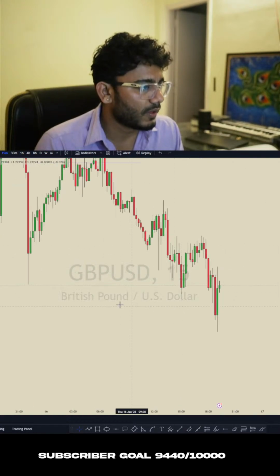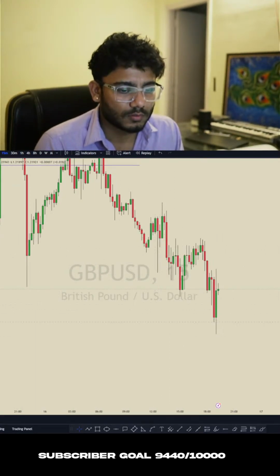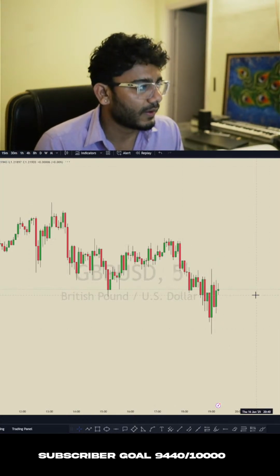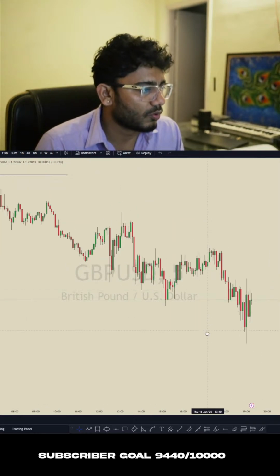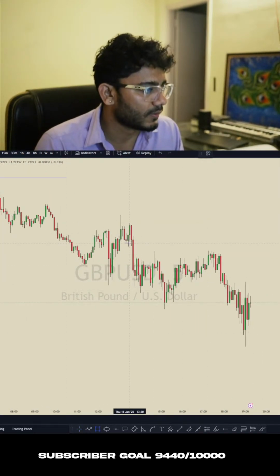On GU, we have this imbalance we can see, but price has tapped this area. Positional is when you trade on a very high time frame like monthly and weekly, and you hold the position for weeks. That's what positional trading is.